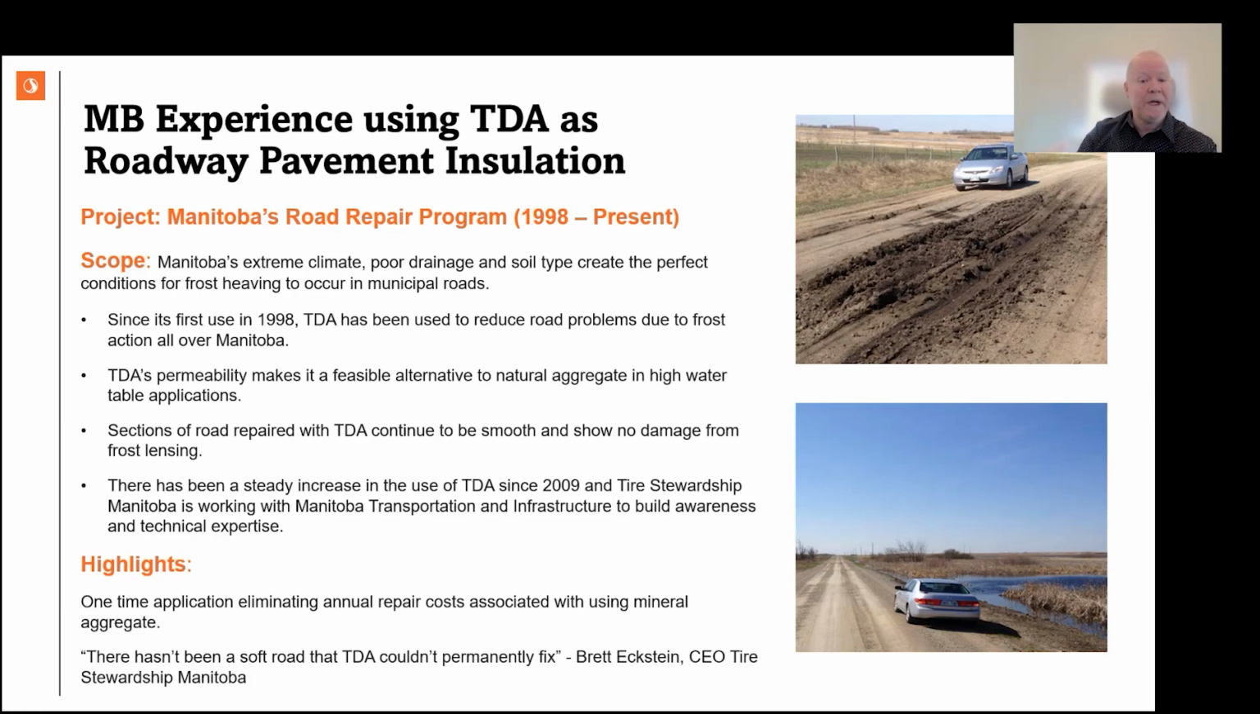TDA works well in these roads because it's highly permeable, so it allows water to drain quickly instead of becoming trapped under the pavements. It acts as a thermal insulation layer, reducing the freezing depth and limiting frost lensing formation. And it's lightweight and flexible, and as such, it tolerates seasonal ground movements better than rigid mineral soils like gravels. Municipalities report that sections of road repaired using TDA have stayed smooth for years. Importantly, these repaired sections show little to no recurrence of frost lensing damage. This isn't just short-term success, it reflects long-term performance in one of Canada's harshest climates.